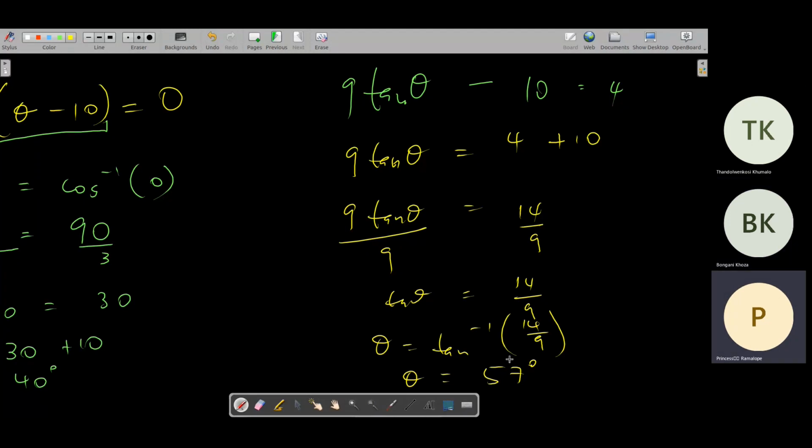I divided by 9 as well, so I got tan theta minus 10 over 9 equals 4 over 9. Then tan theta equals 4 over 9 plus 10 over 9. I got tan theta equals 14 over 9. Theta equals arctan of 14 over 9, and I got theta equals 57 degrees. Still fine.